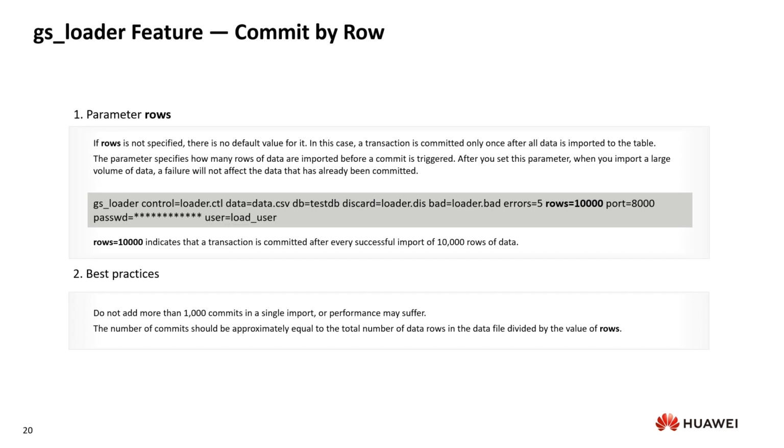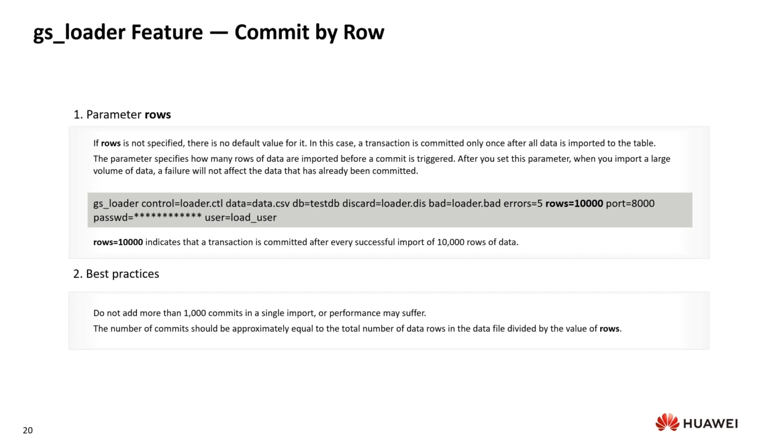The third feature of the Gauss loader is to commit by rows. You can use the rows parameter to specify how many rows of data will be imported before a commit is triggered. If we need to import a data file with 10,000 rows, we can set the rows parameter to 1,000, which means a transaction is committed after every successful import of 1,000 rows of data.